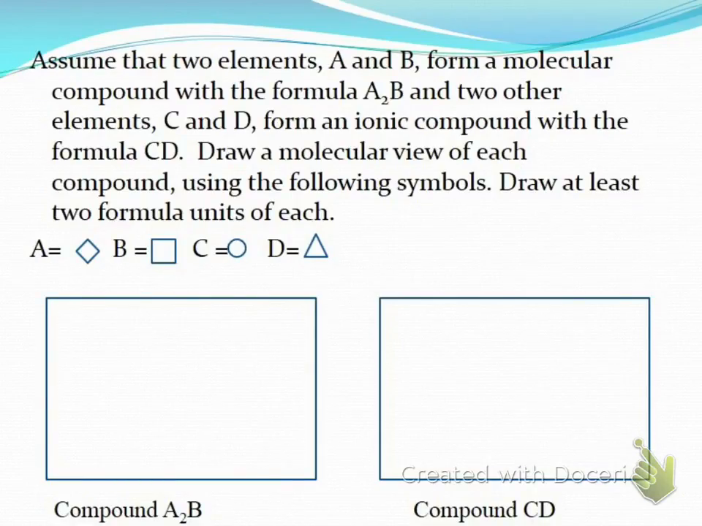Okay. Assume that 2 elements, A and B, form a molecular compound with the formula A2B, and the 2 other elements, C and D, form an ionic compound with this formula. Draw the molecular view of each compound and draw at least 2 units of each formula. So I want you to do this as well. See how you're thinking on this particulate level.